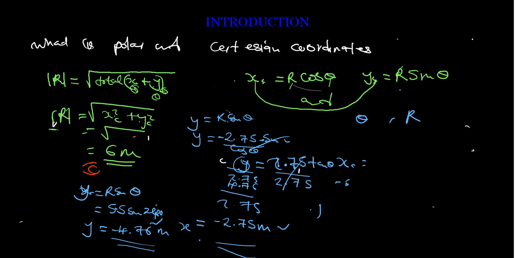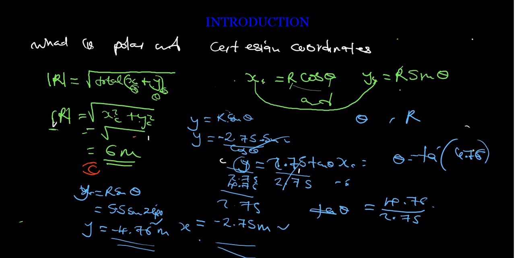So therefore tan theta is equal to 4.76 over 2.75. So now to find the theta, we know how to do it. We say theta is equal to tan inverse of 4.76 over 2.75. By the way, they were all negative, so they're giving positive, like you can see. So now that is the theta. I don't have a calculator, but you'll find the theta like that.